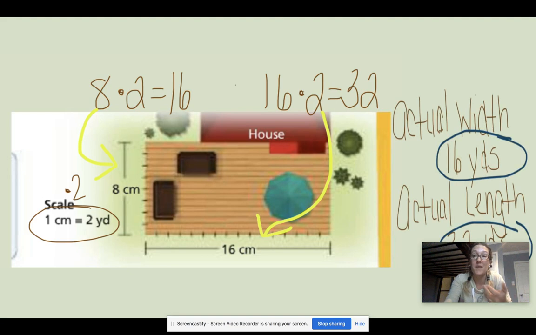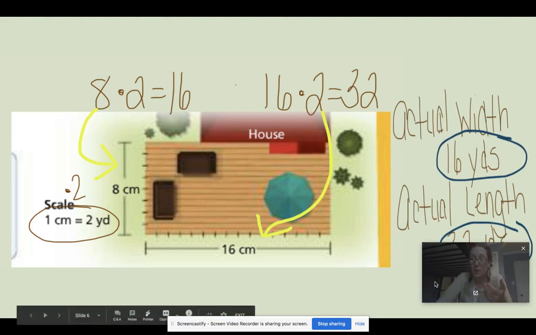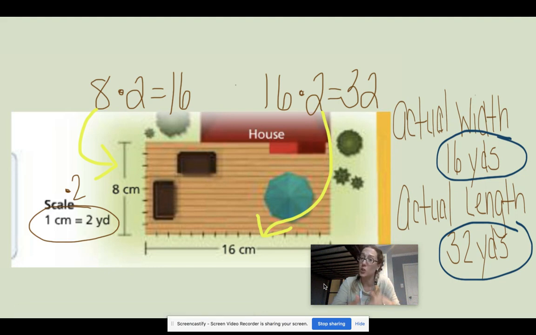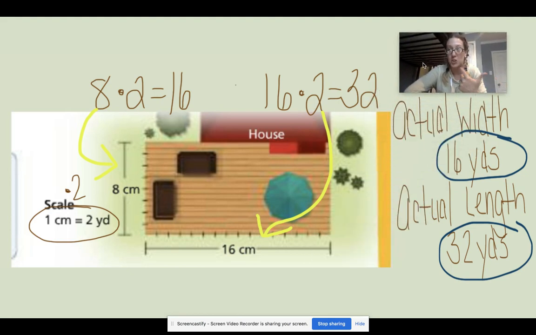So what does that mean? That means that my actual width is 16 yards and my actual length is going to be 32 yards. Like when I actually build this deck, those are what the measurements are going to be. All right. So now I can use that information to help me find the area of what the real deck's going to be. Because now I have an actual width and an actual length.